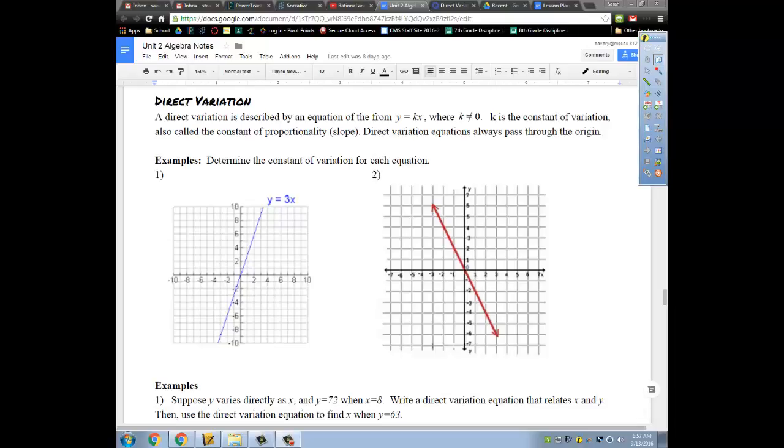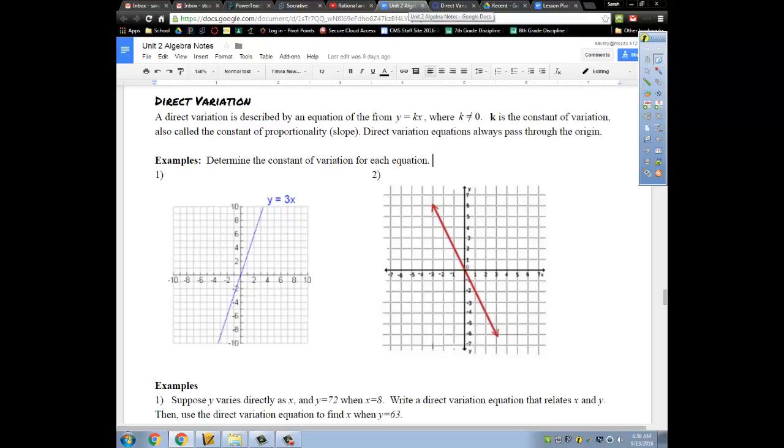Today we are talking about something called direct variation. Direct variation is just a form of an equation. It happens to be a proportional equation, which we'll talk more about in a later section, but it's going to look like this, where it's y equals some number times x. There's no addition or subtraction, just y equals some number times x. Direct variation equations will always go through the origin, so it'll always go through 0, 0.